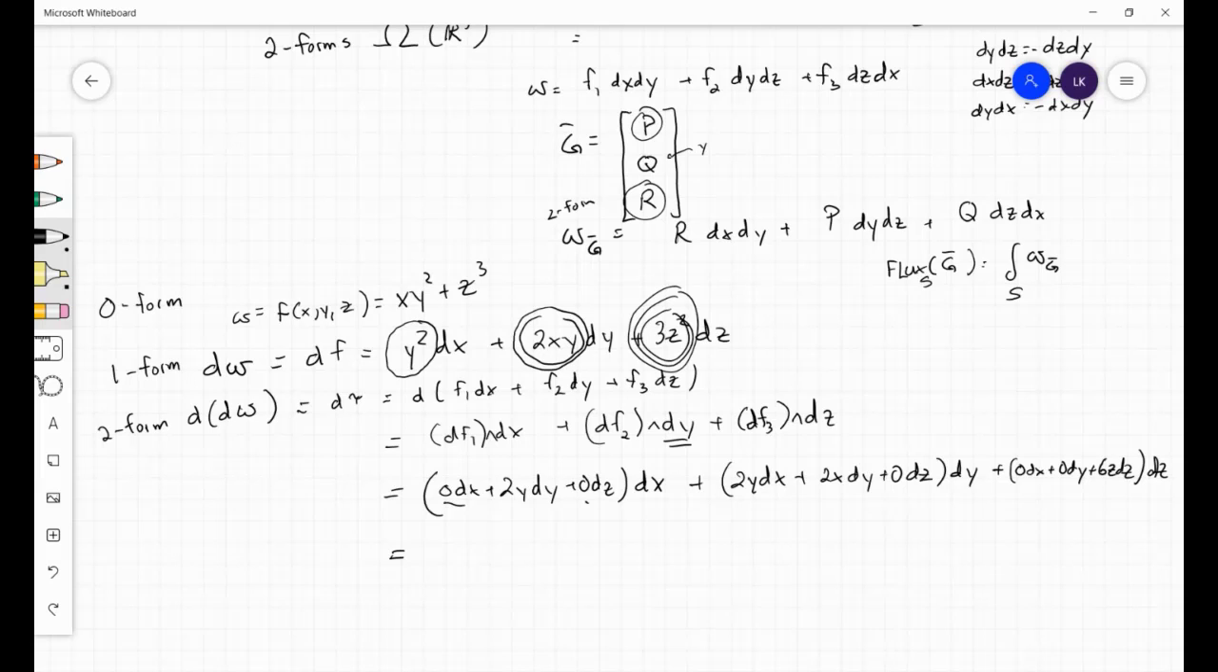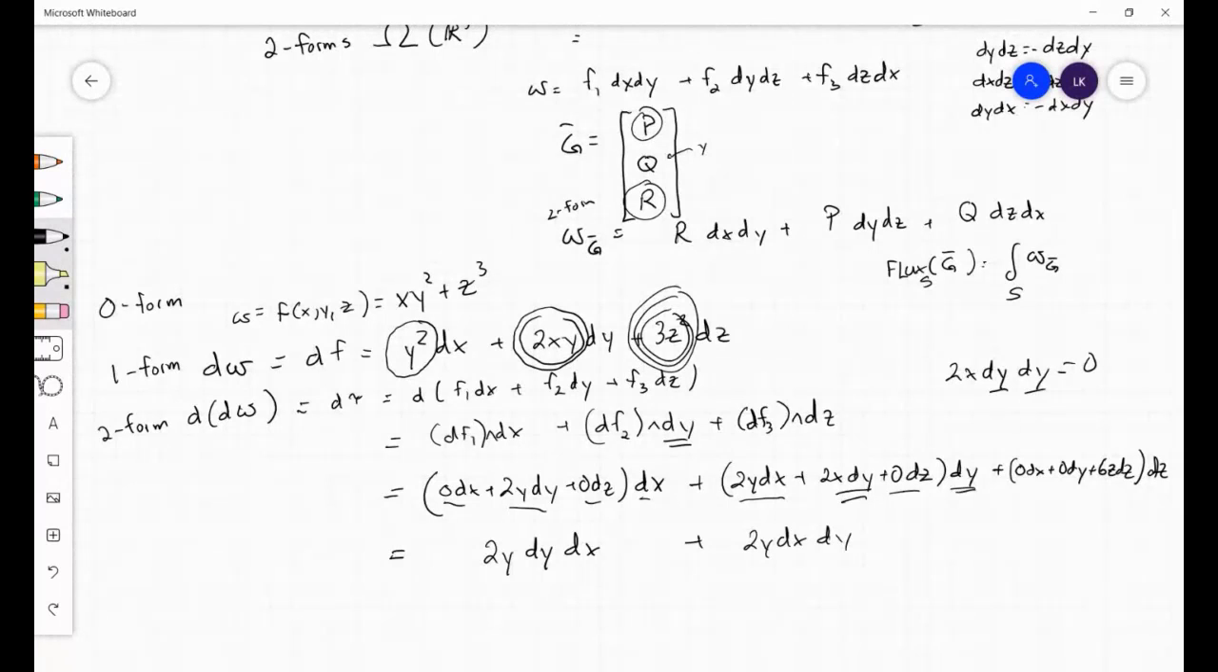Well, here, of course, these are 0, so the only thing that's going to contribute is right there. So we get 2y, and here the order matters, right? So dy wedged with dx. Over here, this is 0. We get 2y dx wedged with dy. And then what's the wedge of dy and dy? Yeah, so 2x dy wedged with dy is just 0, because remember, a differential form wedged with itself is 0. And 6z dz wedged with dz is 0.